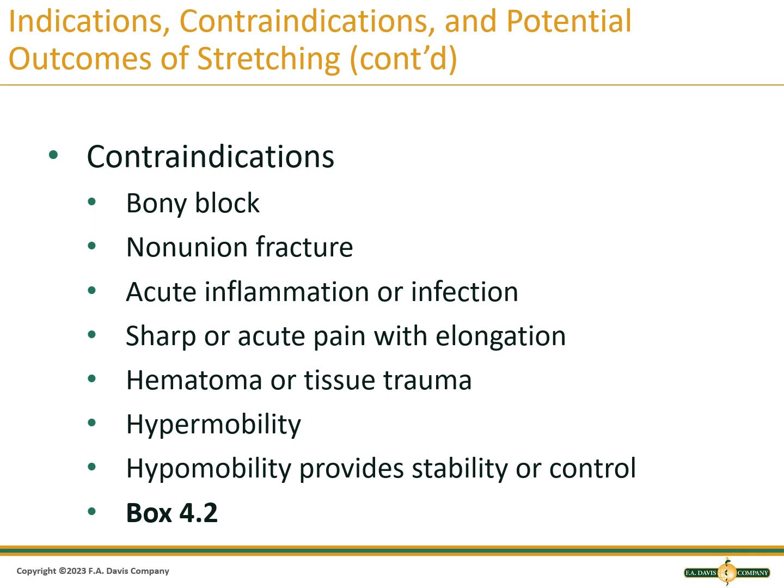When do we not want to provide stretching? When is it contraindicated? Stretching is contraindicated if there is a bony block at the joint, when there is a non-union fracture, when there is acute inflammation or infection, when there is sharp or acute pain with elongation of the tissues, when there is hematoma or tissue trauma present that the tissue needs to still heal from, when there is hypermobility, we don't want to stretch because that's definitely not indicated, and we don't want to stretch hypomobility that provides stability or control. You can reference box 4.2 in your textbook for more details on each of these.